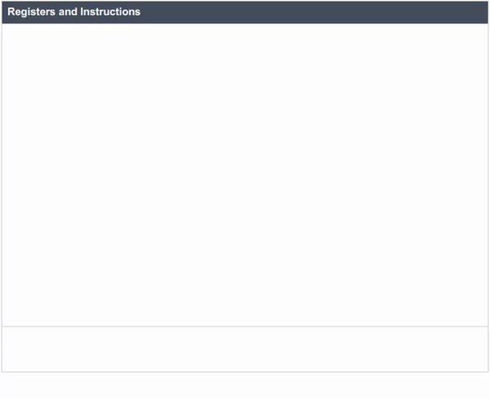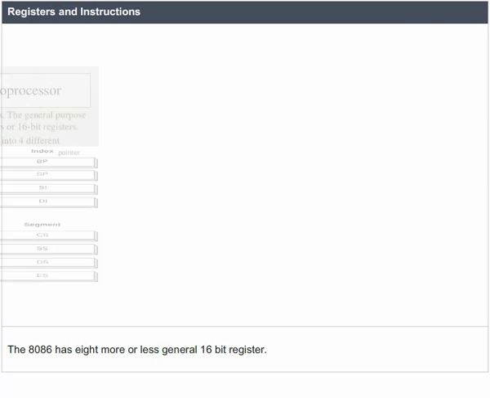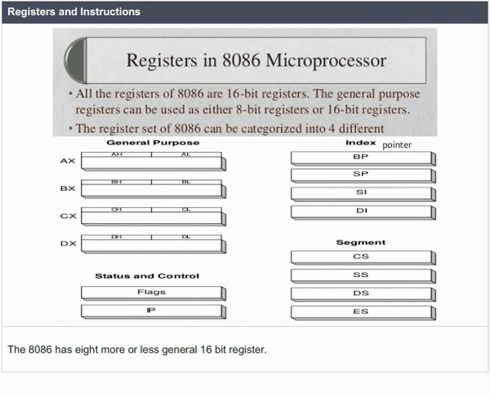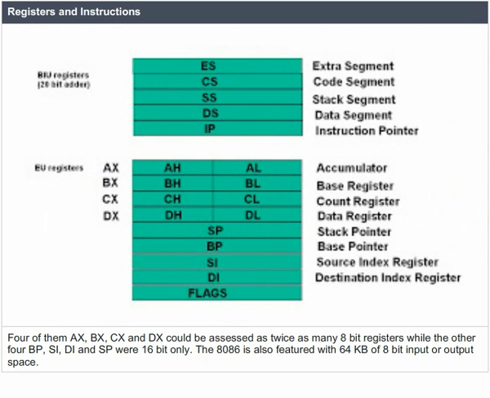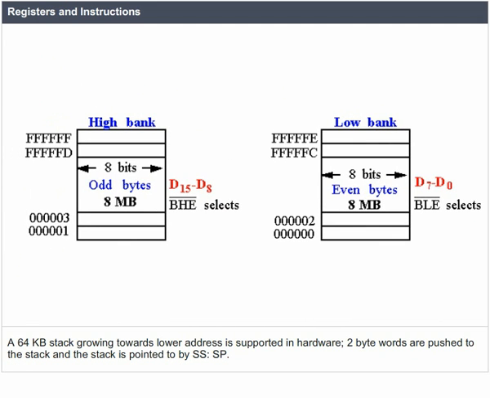Registers and instructions. The 8086 has 8 more or less general 16-bit registers. 4 of them, AX, BX, CX, and DX, could be accessed as twice as many 8-bit registers, while the other 4, BP, SI, DI, and SP, were 16-bit only. The 8086 also featured 64 KB of 8-bit input or output space. A 64 KB stack growing towards lower addresses is supported in hardware.